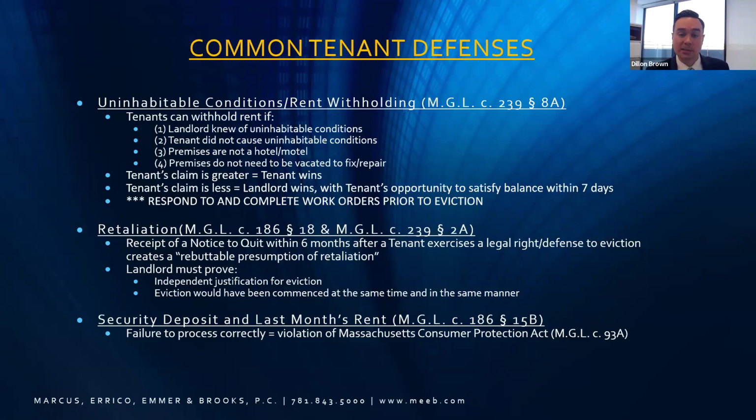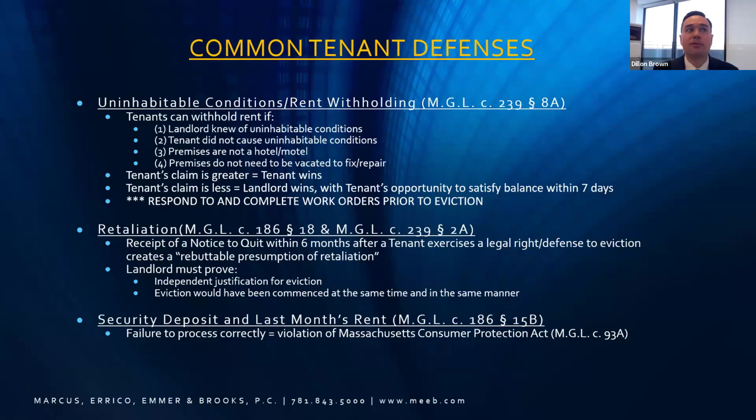However, if the tenant's claim is less, meaning that their ability to withhold rent either wasn't substantiated or they weren't entitled to hold that much rent based on the use and occupancy of their apartment, then the landlord would prevail should a judge agree with them, but there's a 7 day cure period. So the tenant could satisfy the outstanding balance within 7 days after that time, and the landlord's case would be dismissed, or judgment would enter, essentially allowing the tenant to stay so long as that balance is satisfied in full.